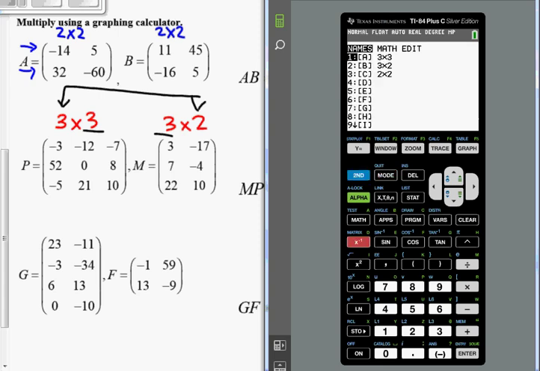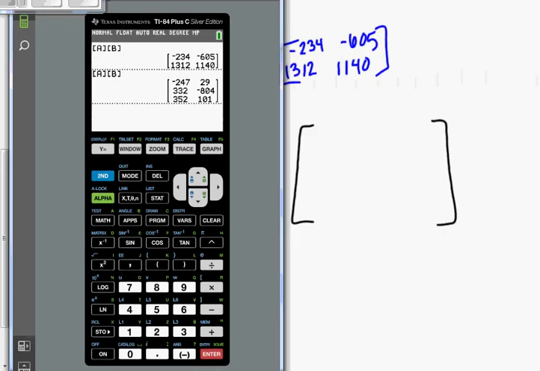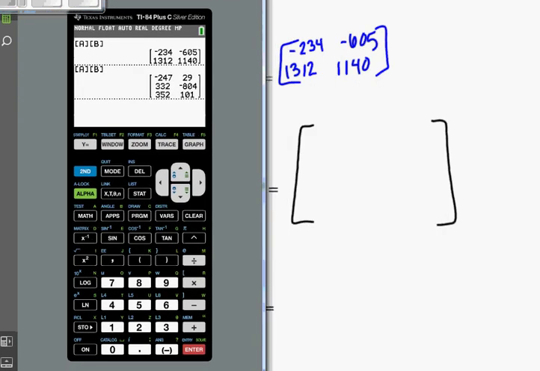Remember, when we want to multiply our matrices, we're still going to go to the matrix, so second x to the -1 for our matrix. I want to do A times B, so enter on A. Second matrix, scroll down, enter on B, and hit enter again. It will give us our answer. You can see there we have our 3 by 2 matrix. It has the 3 rows and the 2 columns.